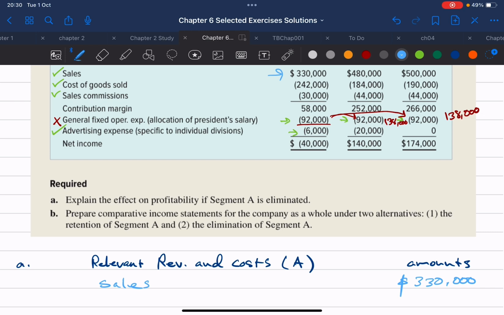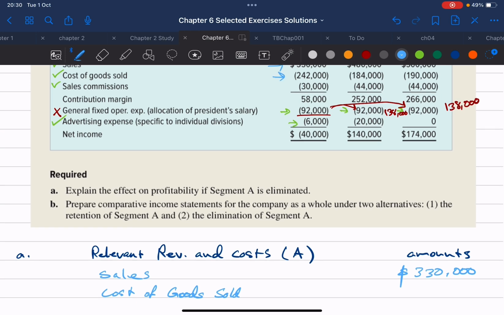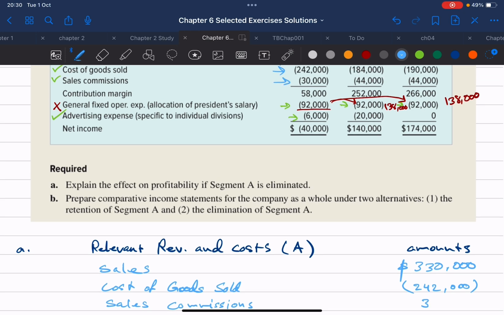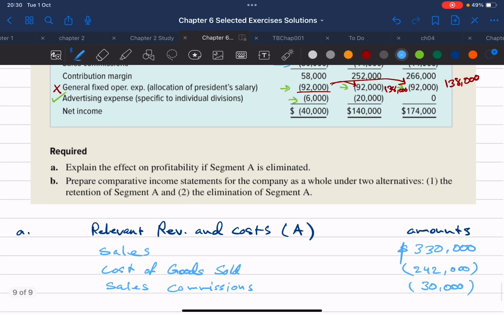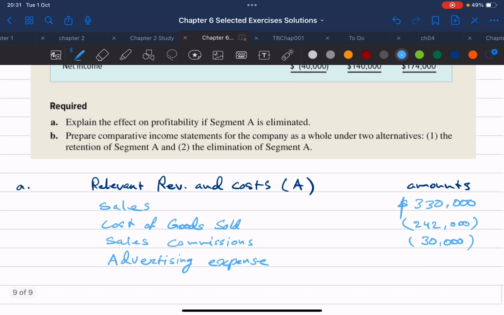If we eliminate the segment, we're not going to make this amount. We're not going to generate that portion of our revenue, 330,000. So we're going to include it. That makes it relevant. And then cost of goods sold, which was 242,000. And sales commissions, which was 30,000 for segment A. And finally, advertising expense, which is 6,000.